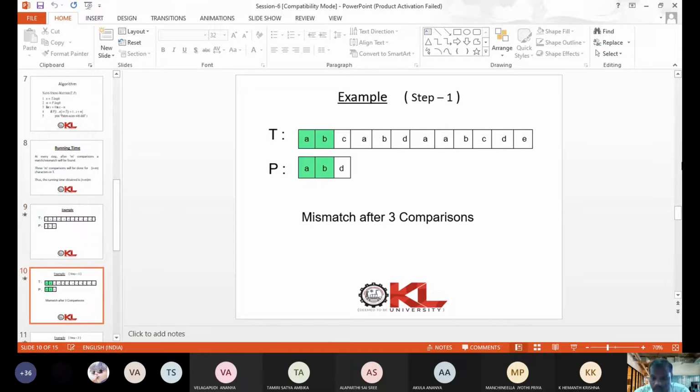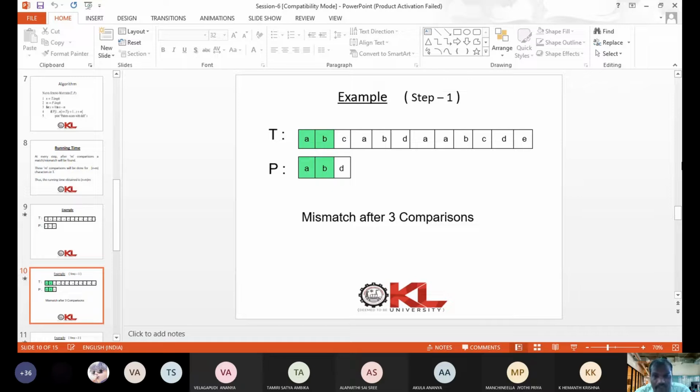Now the pattern is compared with T. First, A is compared with A, then the second character B is compared with B, then the third character of the pattern, D, is compared with C. In the first comparison there is a match, in the second comparison there is a match, but in the third comparison there is a mismatch. D is not equal to C. So the mismatch occurs after three comparisons.